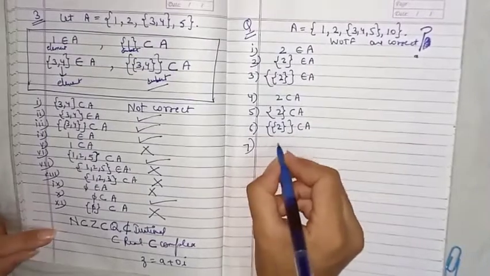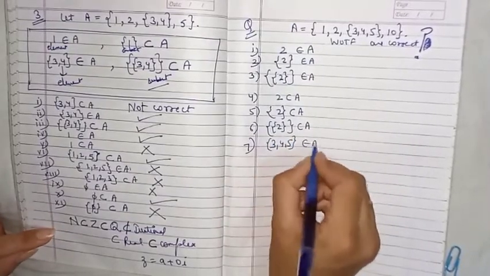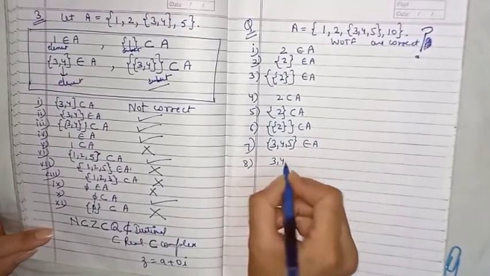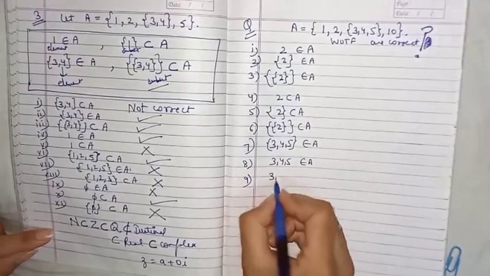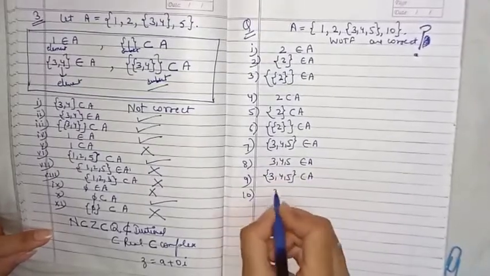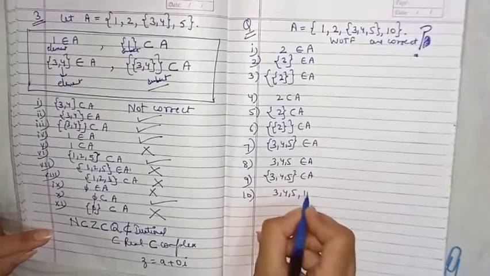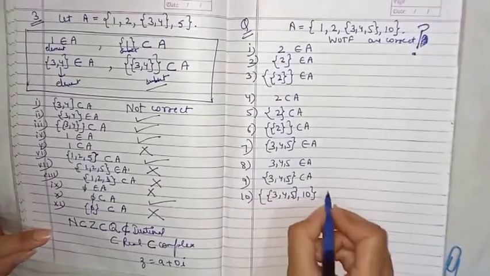Seventh is 3, 4, 5 belongs to A. 8 is 3, 4, 5 belongs to A. Ninth is 3, 4, 5 subset of A. 10th is 3, 4, 5, 10 subset of A.